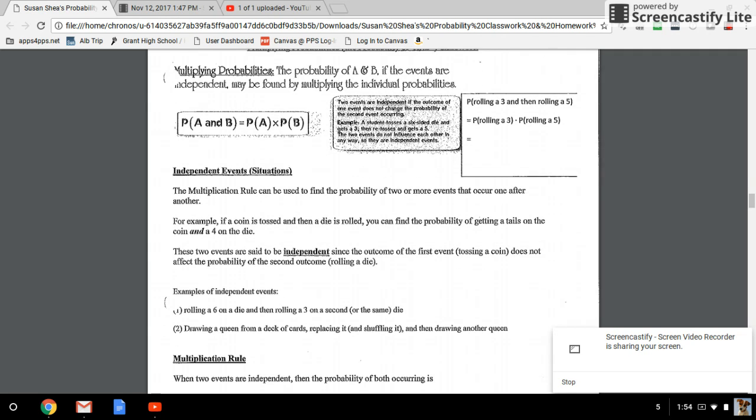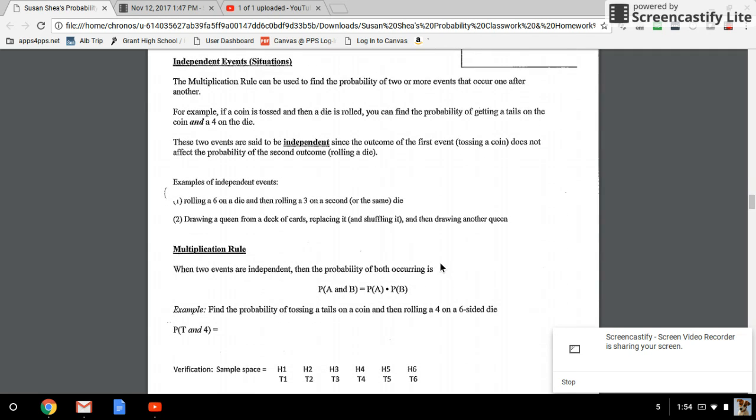Some other examples of independent events. I like to write these down because then I have no reason to think later on, is this independent? Is it not? Should I multiply? Should I add? You can just go back to that. I would have titled my notes to begin with as independent events. So one is rolling a 6 on a die and then rolling a 3 on the second, or the same die. Okay, that's a 1 out of 36 chance.